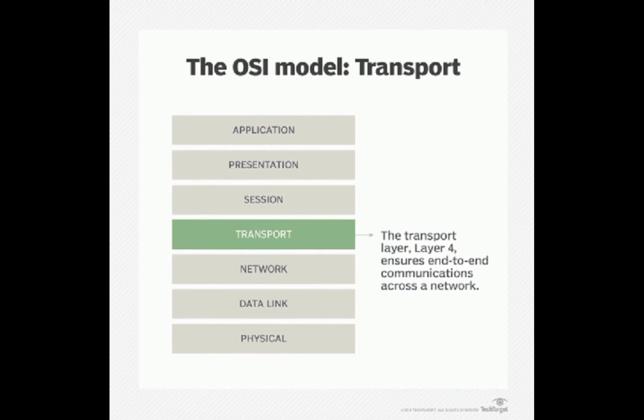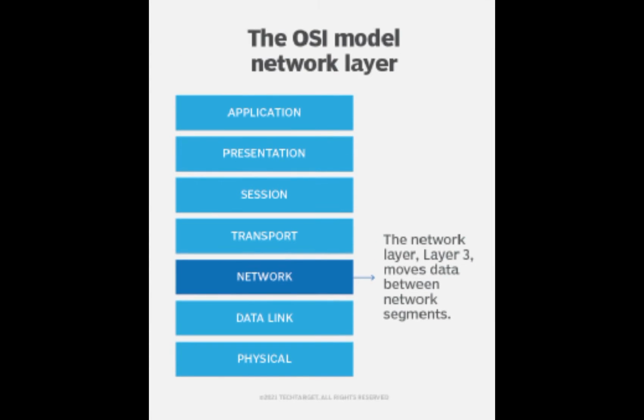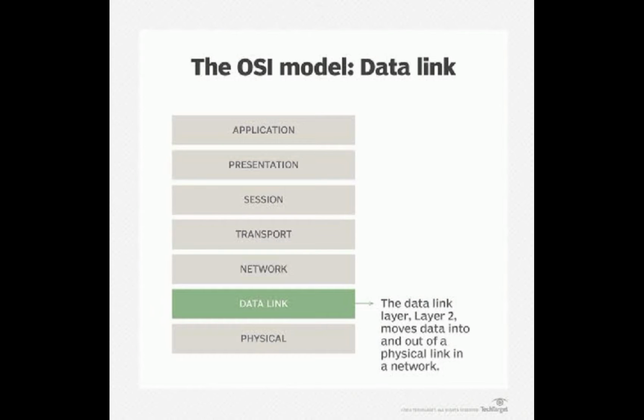Transport layer. It is responsible for reassembling the segments on the receiving end, turning it back into data that can be used by the session layer. Network layer uses network addresses, typically Internet Protocol addresses, to route packets to a destination node. Data link layer establishes and terminates a connection between two physically connected nodes on a network.